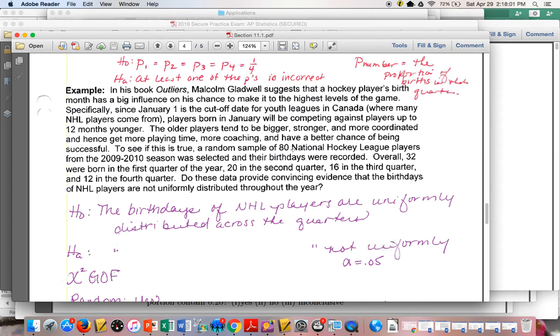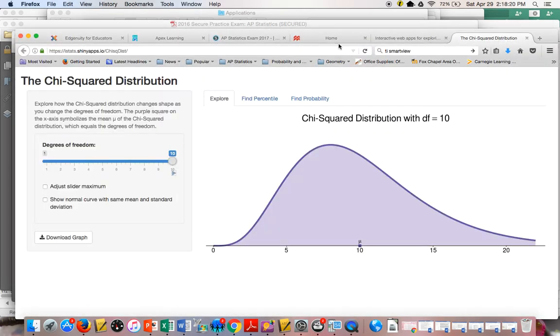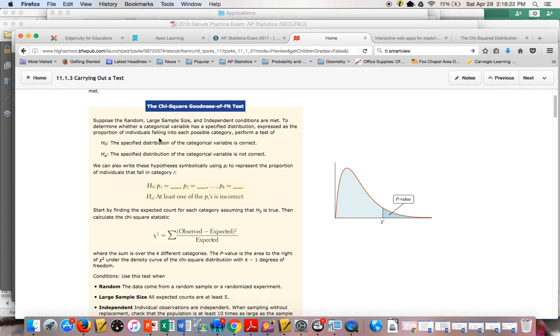So he looks at a random sample of 80 National Hockey League players. He's got 32 born in the first quarter, 20 in the second quarter, 16 in the third quarter, and 12 in the fourth quarter. So these data provide convincing evidence that the birthdays of NHL players are not uniformly distributed throughout the year. Like I told you before, the hypotheses, you can write it either way.